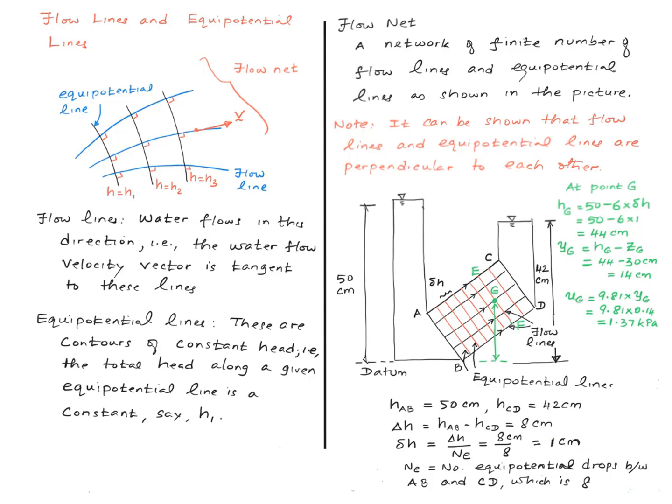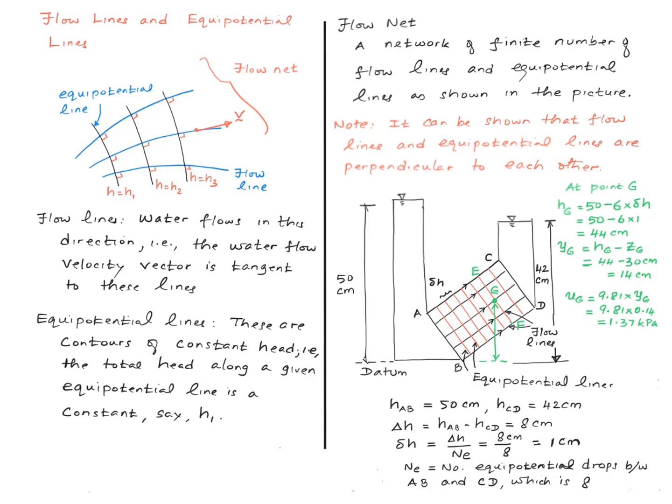So if you ask me for the value of the pore pressure at point G, this is how I would do it. I would first find the total head at point G. To do that, we come from here, and the total head over here is 50 centimeters, right? So from that, I'm going to subtract 1, 2, 3, 4, 5, 6 times little delta H. That will be 6 centimeters. So 50 minus 6 is 44 centimeters. That's the total head at point G.